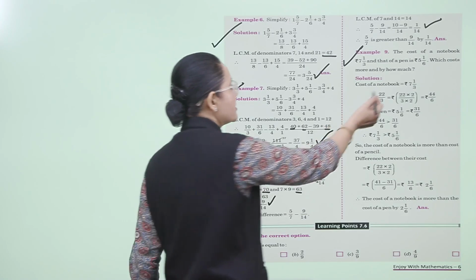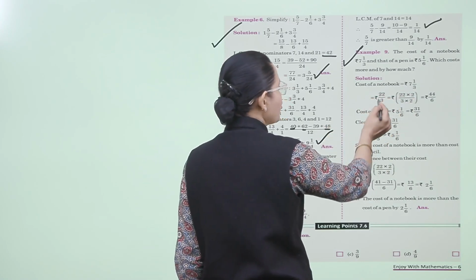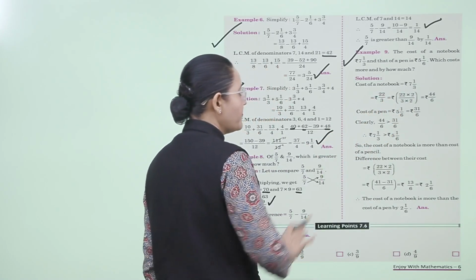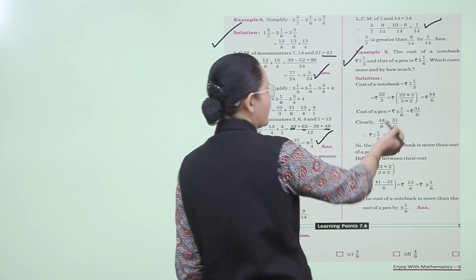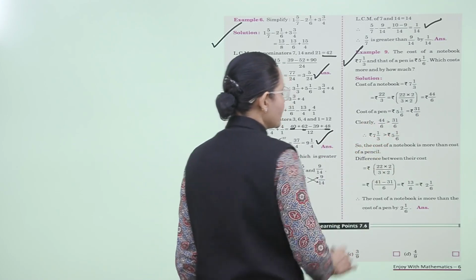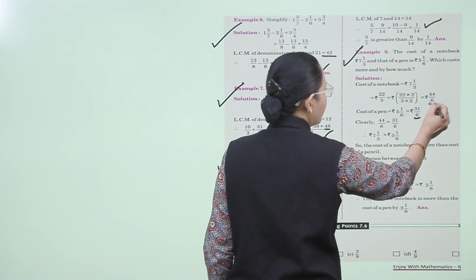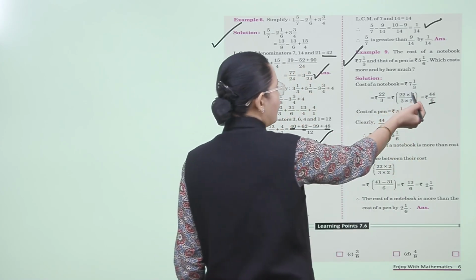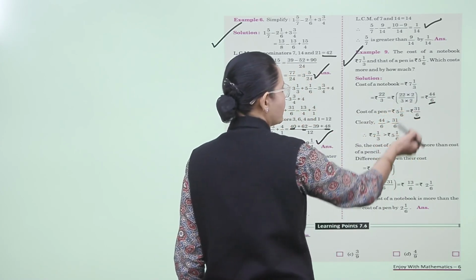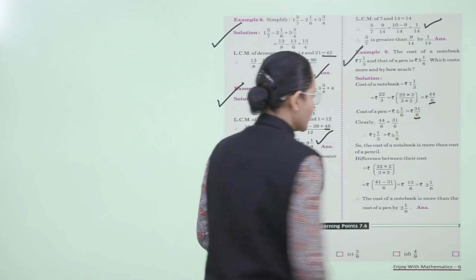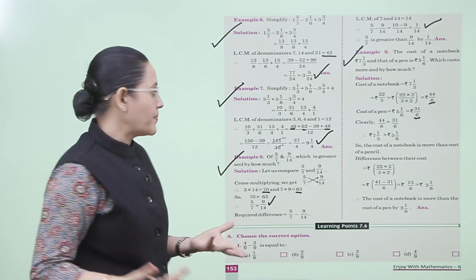So the cost of the notebook, 7 1 by 3, equals 22 upon 3. Clear? And the cost of the pen equals 31 by 6. So here we have to make the denominator the same. Here we have multiplied both the numerator and denominator by 2, so 44 upon 6. So that would be easy for us to compare.